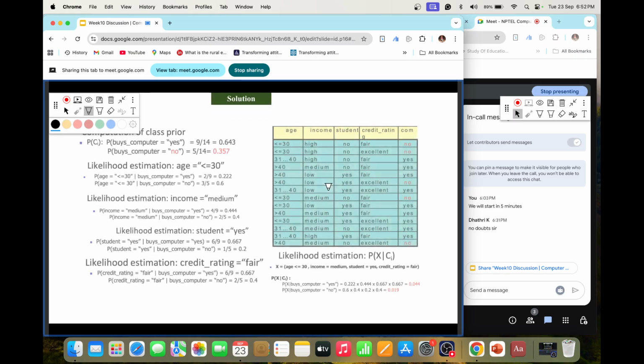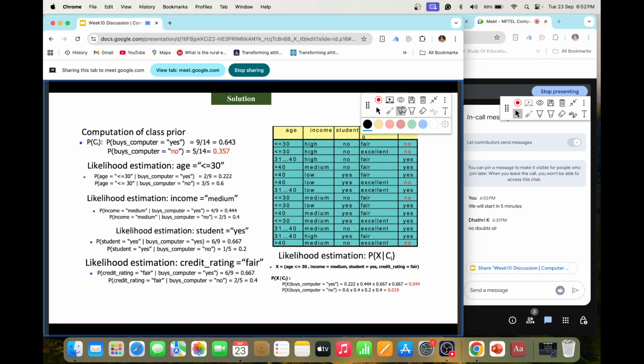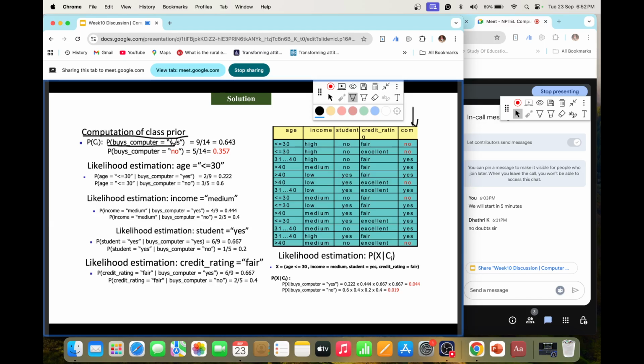So let's see how we will begin the question. First we have to compute the class prior, that is the most important thing, the prior probabilities. The output classes are in this column, so in this column we have to compute the probability of buys computer, that is yes.